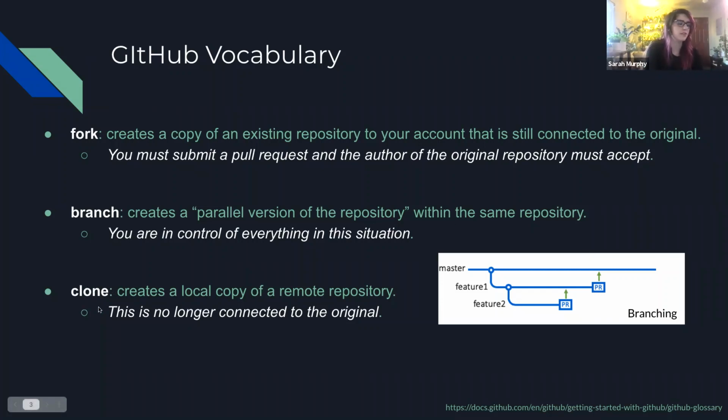And then lastly, cloning is what we've done. That's just taking a copy of a repository that you see online and downloading it to your local. So in the clone case, your repository is not connected to the original anymore. But in the branch, everything is very connected and you're in control of everything. So this might not be clear at all right now.